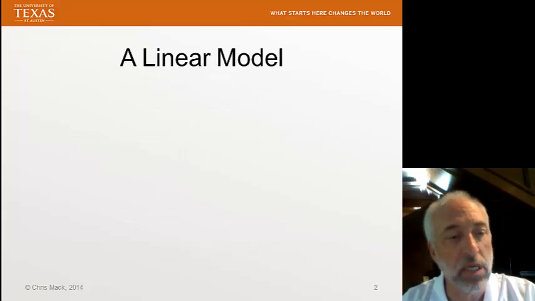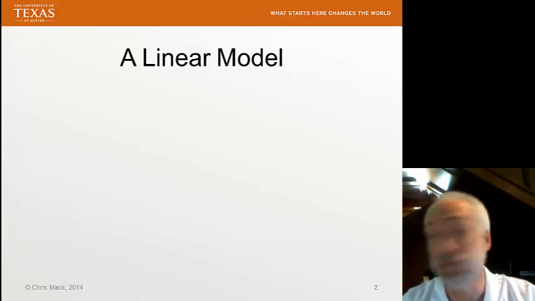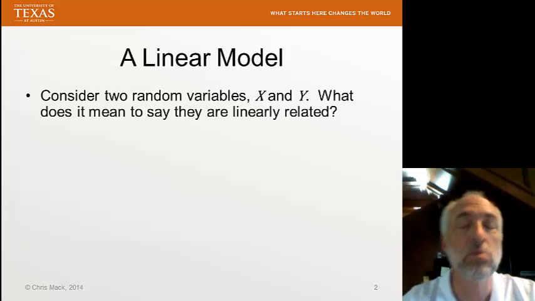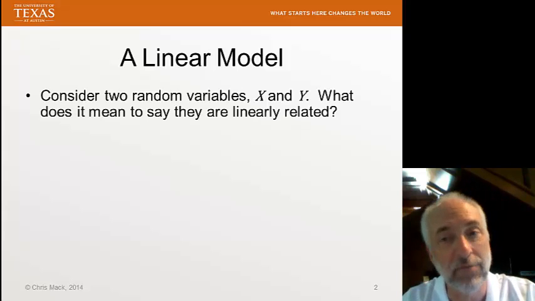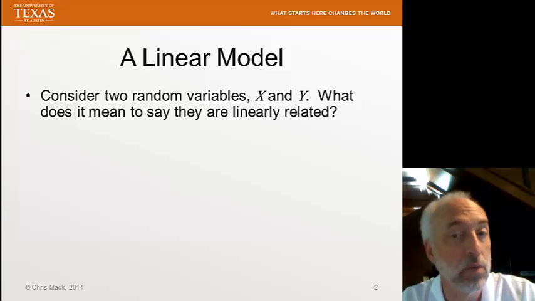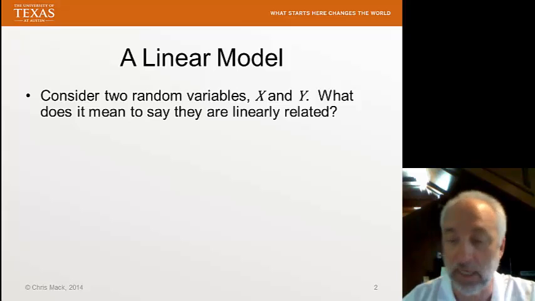Before we begin discussing how to regress data with a model, that is, how to find the best fit parameters of some linear model, we must first define that model. So let's take a look. We'll use the ideas of random variables. We have an x random variable and a y random variable, and we'll ask the question, what does it mean if we say that these two random variables are linearly related?